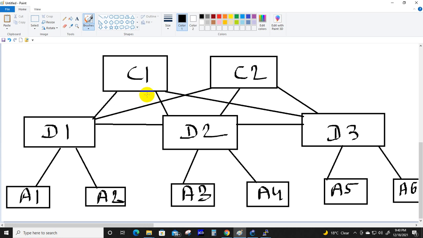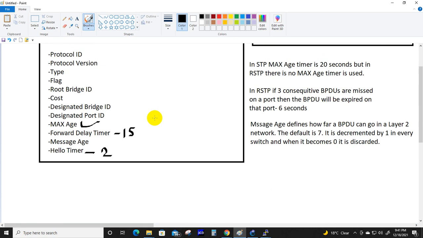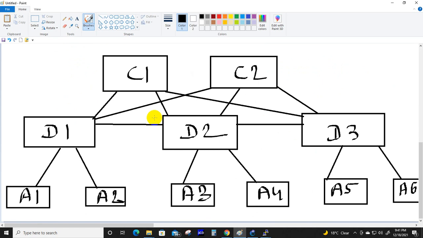C1 generates a BPDU and sends it to D1 and D2. Both packets are the same. Both BPDU frames are the same. No change. There is no difference between them, if that BPDU is generated by C1. Then both BPDUs are the same. Then what is your question? Clear?